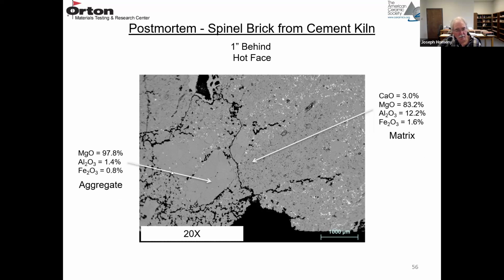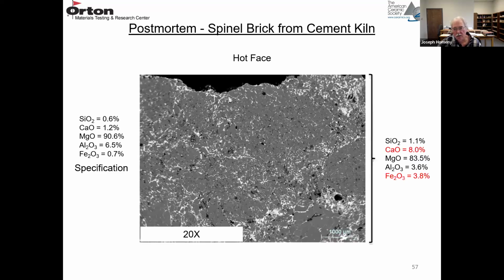So these aggregates here are very high purity MgO, about 98% MgO. And then the matrix regions, still high in MgO, but here's where your alumina is, 12%. So this MgO and alumina is going to form spinel. So the matrix is going to be partially spinel and partially MgO. So that's how this refractory was designed, to be a coarse aggregate of MgO bonded by a spinel type phase.